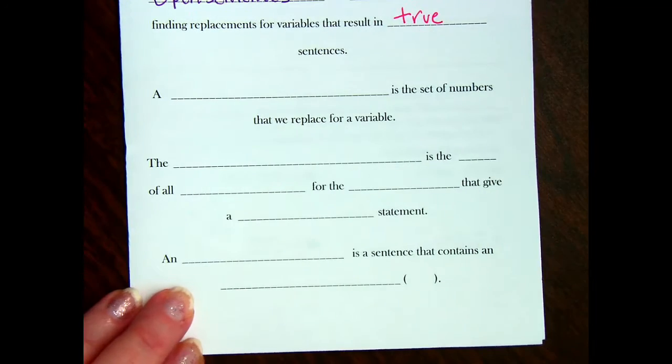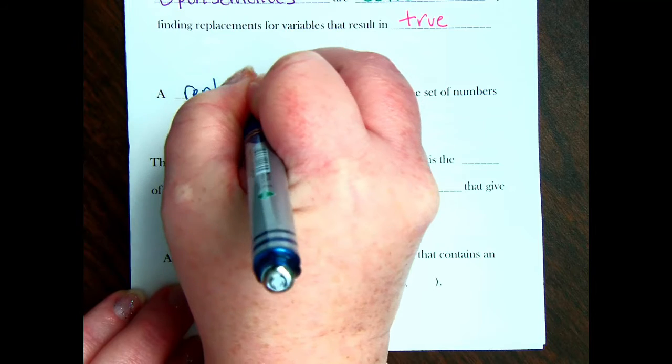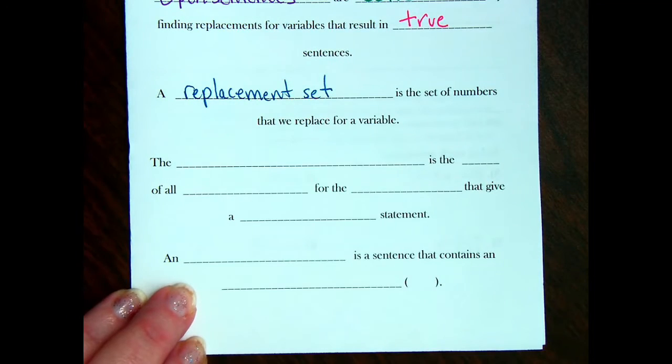So when we have an equation, we can have what is called a replacement set. And a replacement set is a set of numbers that we replace for a variable. Oftentimes you will see them organized in a table.